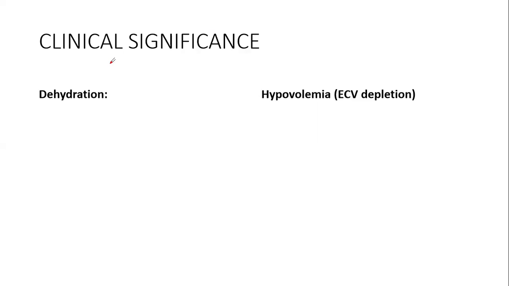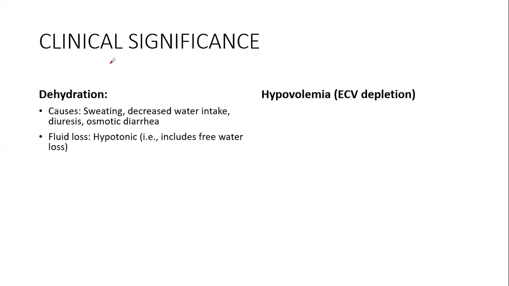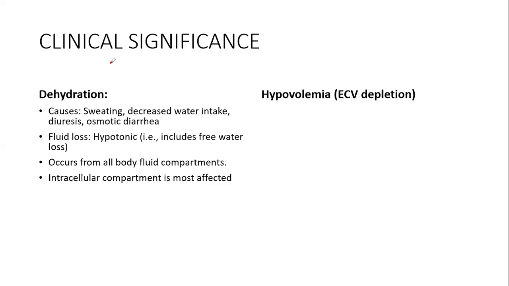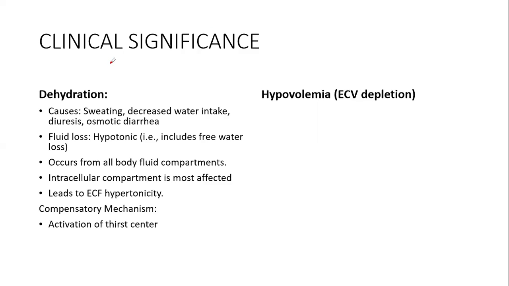Clinical significance is dehydration. Causes include sweating, decreased water intake, diuresis or osmotic diarrhea. Fluid loss could be hypotonic, such as free water loss. It occurs from all bodily fluid compartments. Intracellular compartment is most affected, which leads to decreased effective circulating hypertonicity. How can it be compensated? By activation of thirst centers, ADH release.